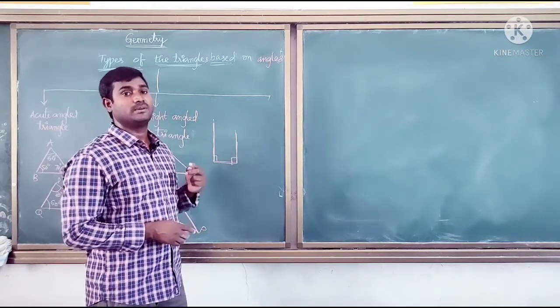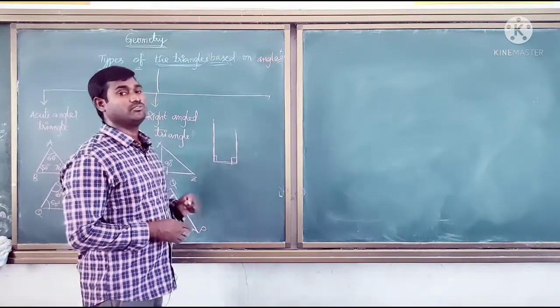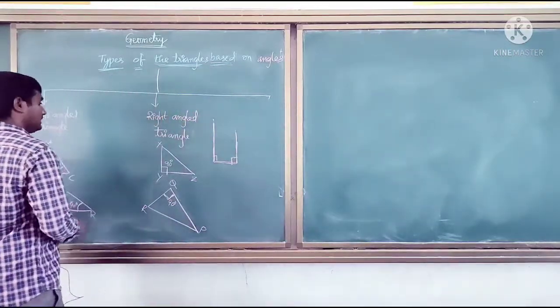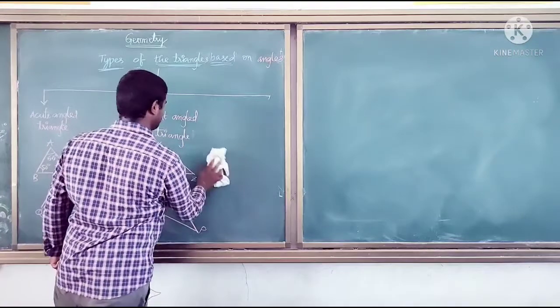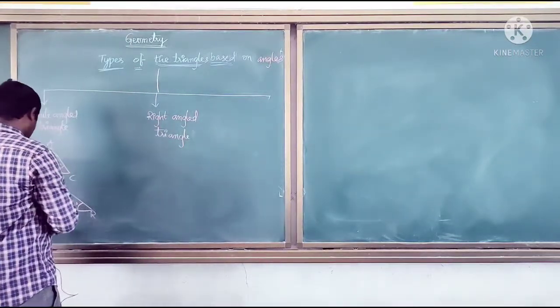How many right angles maximum in a triangle can be represented? Only one right angle. Okay. Next, types of triangle. One more important type we can see.